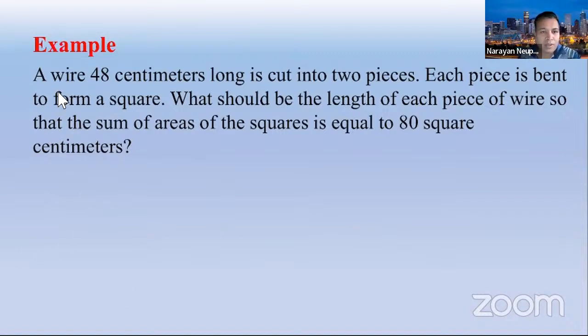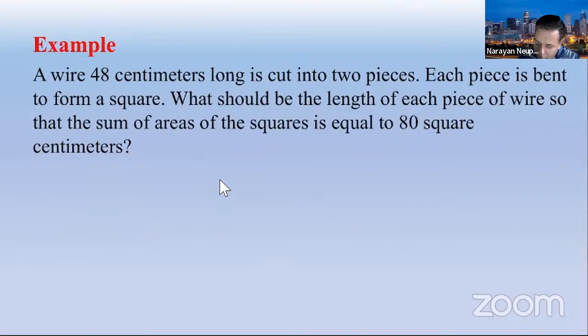A lot of words. A wire 48 centimeter long is cut into two pieces. Each piece is bent to form a square. What should be the length of each piece of the wire so that the sum of the area of the squares is equal to 80 square centimeter? Okay. So what they are talking about is there is a wire which is 48 centimeter long.